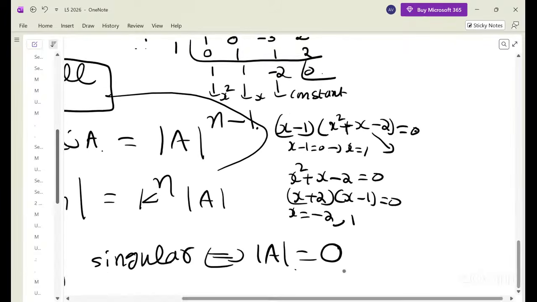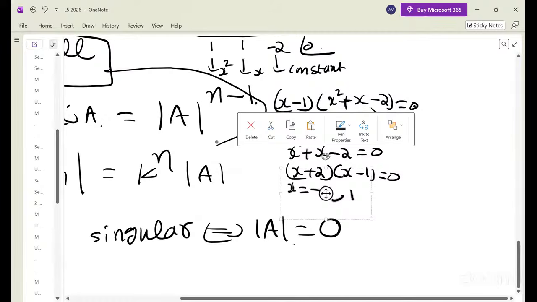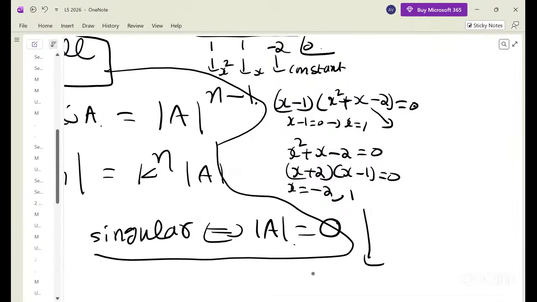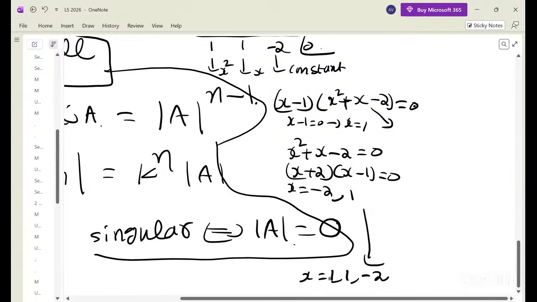So what are the distinct values? What are the values we are getting? The values we are getting are x equal to 1, 1, minus 2. How many values? 3, because a cubic equation has 3 roots. Roots may be equal, roots may be complex, roots may be distinct. So 3 cases. Here, how many distinct real values?